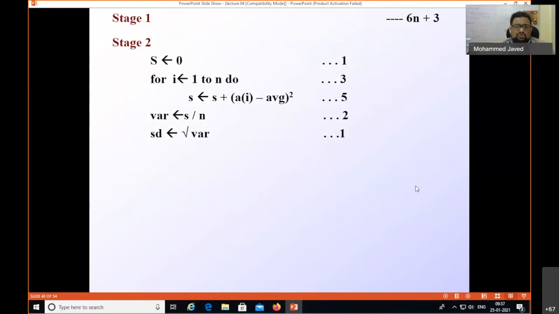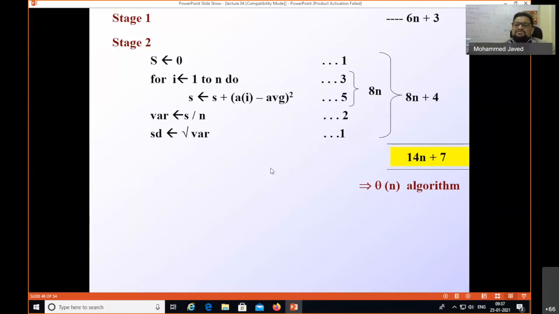Now let us see computing the variance. In stage 2, for i equal to 1 to n do, s equal to s plus (a[i] minus average) whole square, and this requires five operations. Here the time complexity is 8n plus 4. So 6n plus 3 for computing the average and 8n plus 4 for computing the standard deviation. So the running time of this algorithm is 14n plus 7.